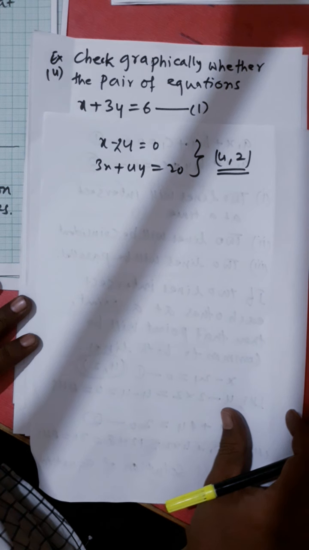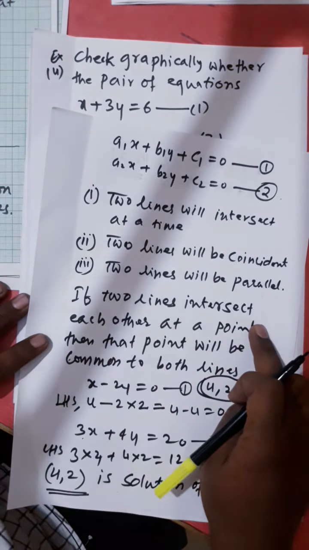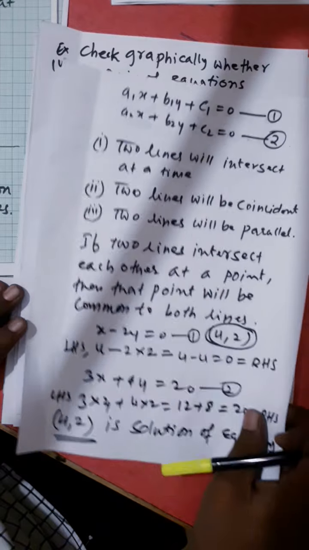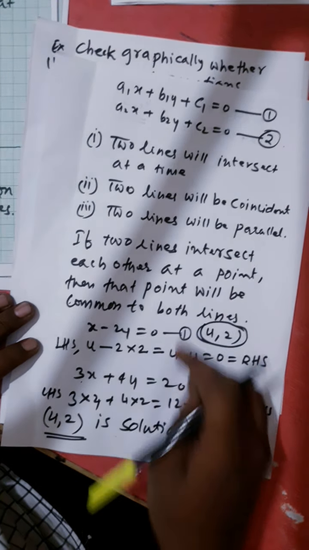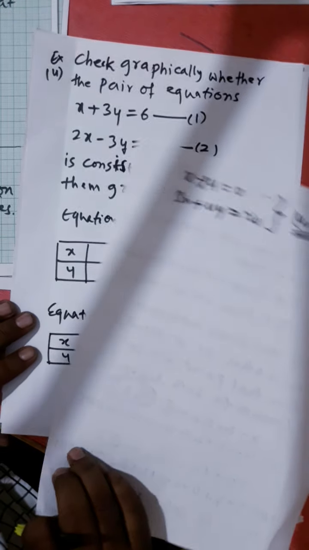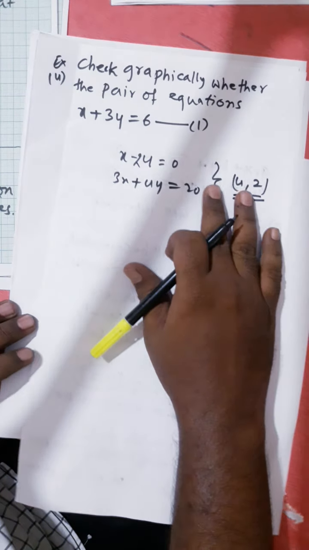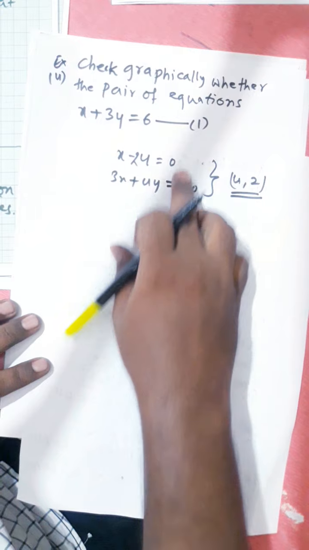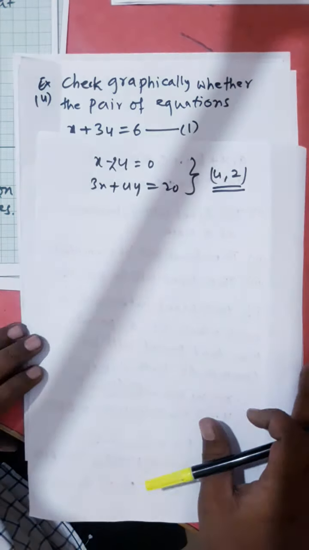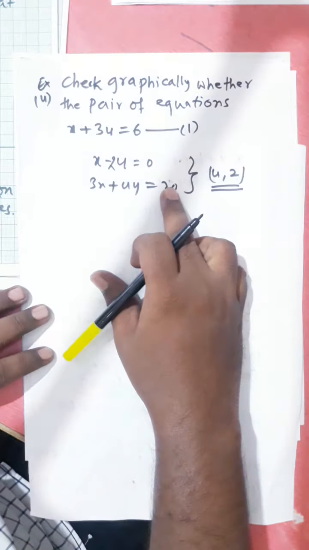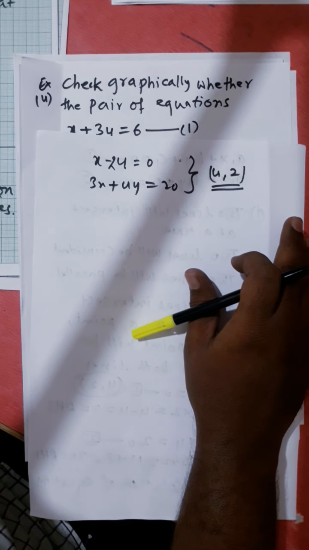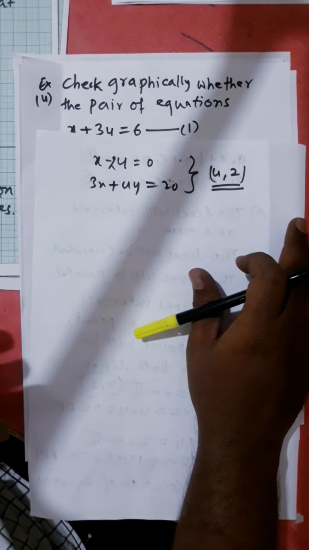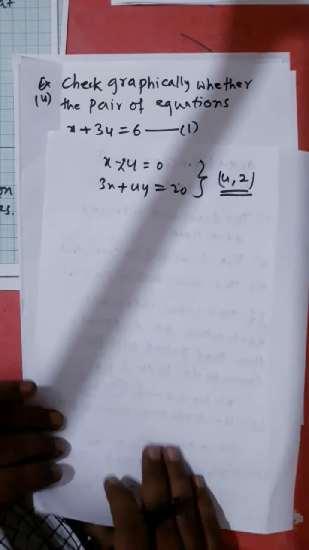Okay, if two lines are intersecting at one common point, then that point will be satisfying both the equations, and that point is called the solution of that set of equations. So if two lines are intersecting at a point, the overall conclusion is those two lines have only one solution. This is the first case.